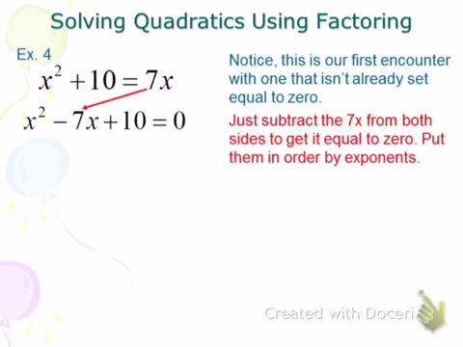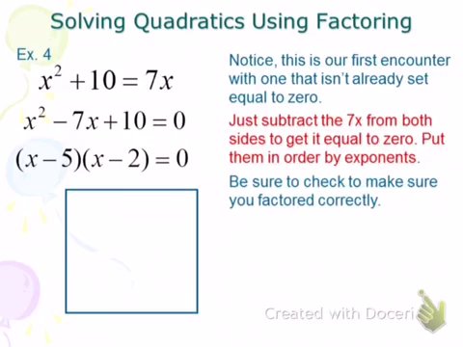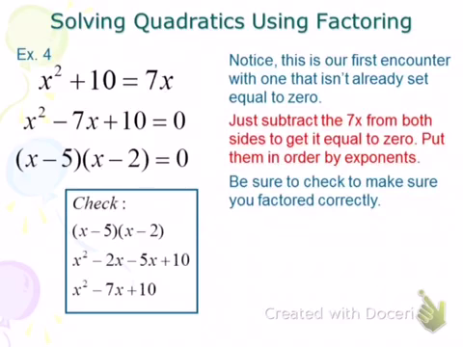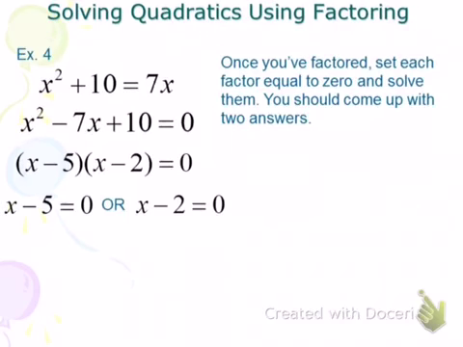What's the factorization of x squared minus 7x plus 10? X minus 5 times x minus 2. This is one of those instances where we're multiplying to get a positive and adding to get a negative. So both factors have to be negative. So we'll have x minus 5 times x minus 2 equals 0. Then we're rolling, right? Set each factor equal to 0, and we end up getting x equals 5 or x equals 2.